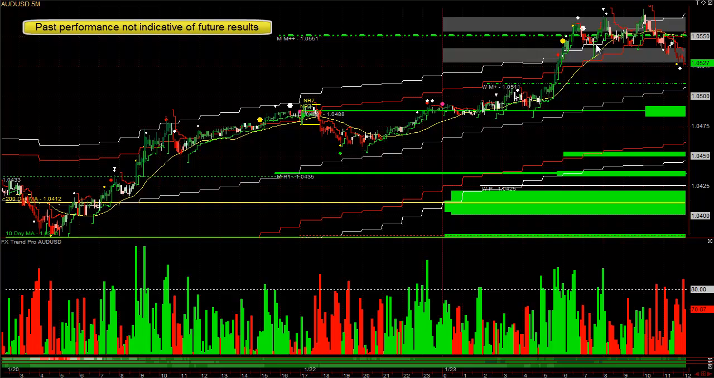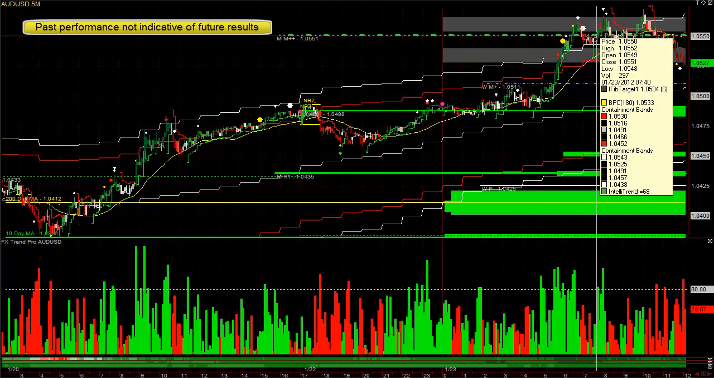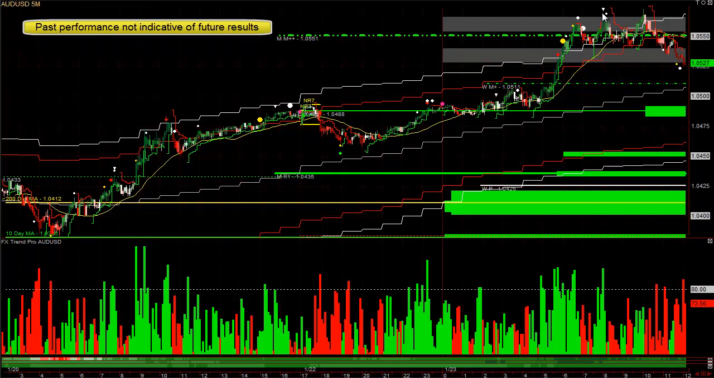7:30, you had this little pullback. You would have bought it as soon as it started going up again from 50, went up 20 pips. Now, again, you preferably don't want to be buying above the upper containment band.